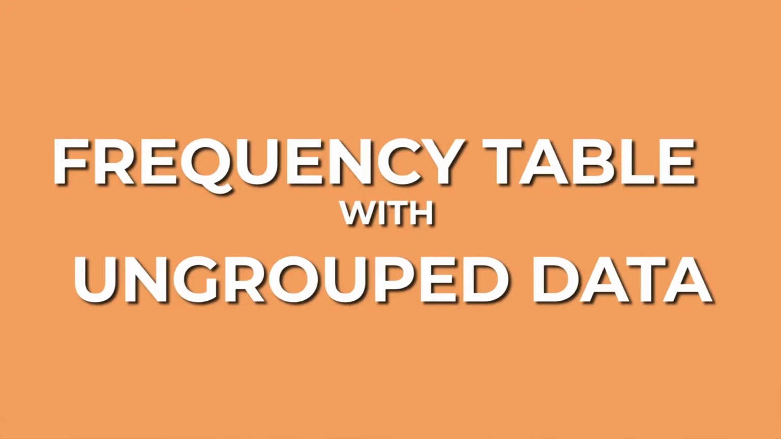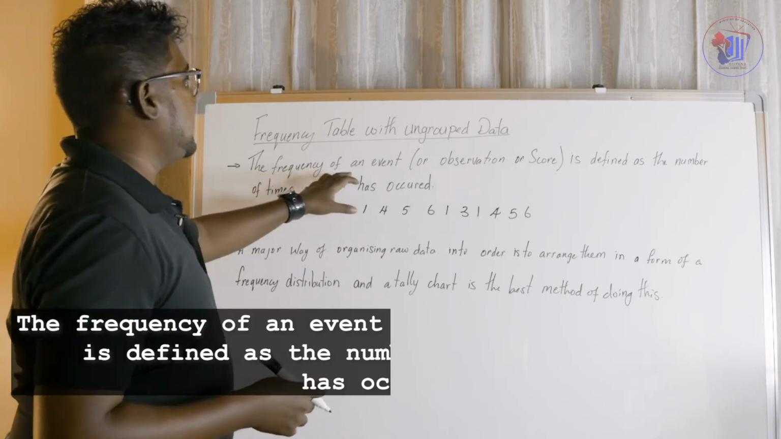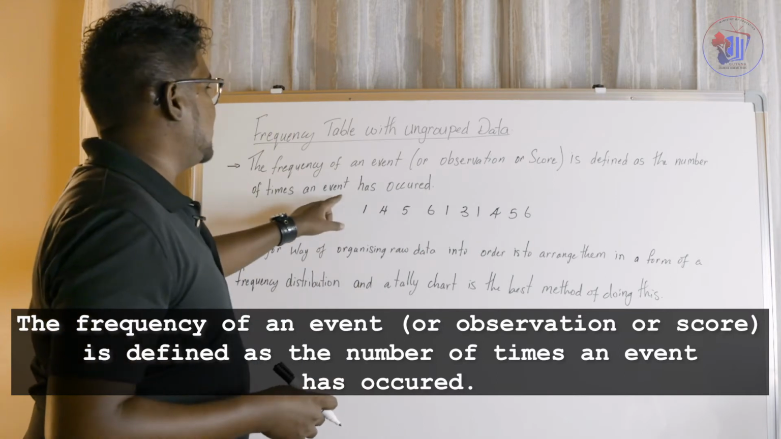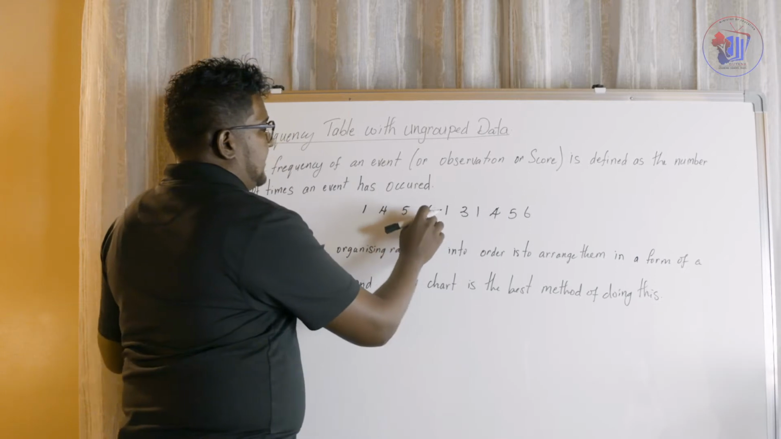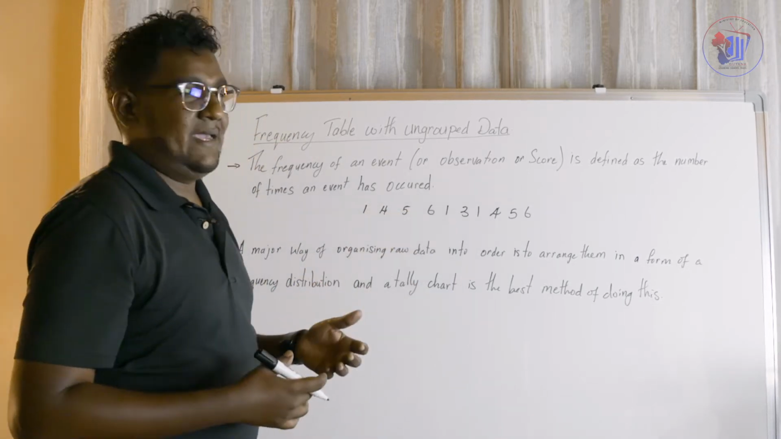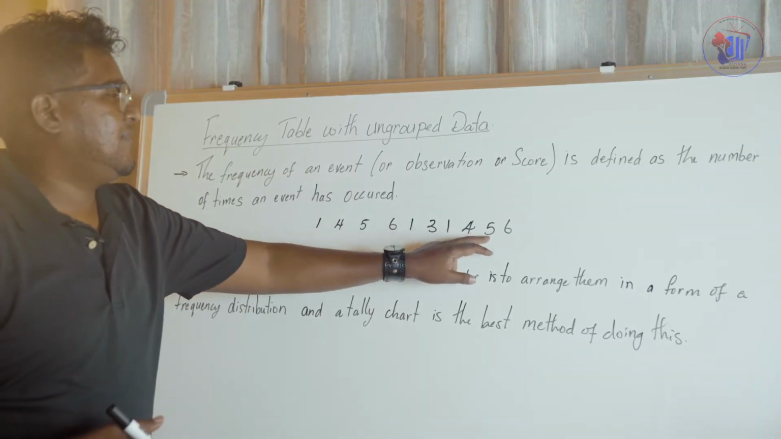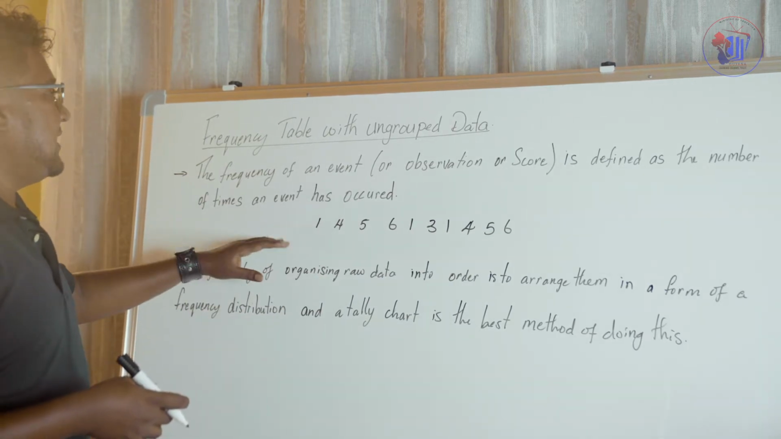So we're going to start with frequency tables with ungrouped data. But before we get into the actual frequency table, let's first define what is frequency. The frequency of an event or observation or score is defined as the number of times an event has occurred. I have 10 numbers here, and let's say these 10 numbers were obtained when we roll a die. So we have 1, 4, 5, 6, 1, 3, 1, 4, 5, 6. Now the frequency of an event is the number of times an event has occurred.